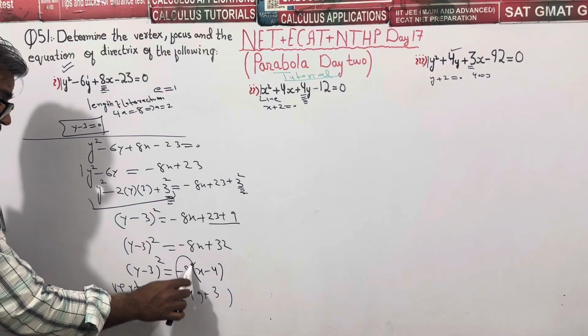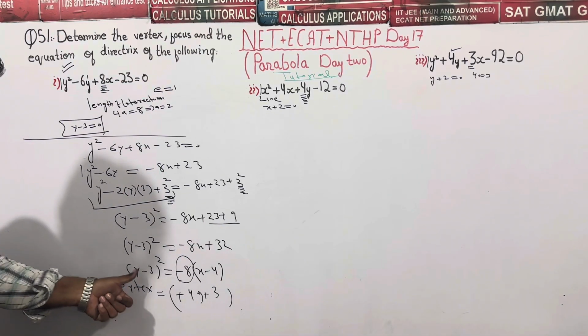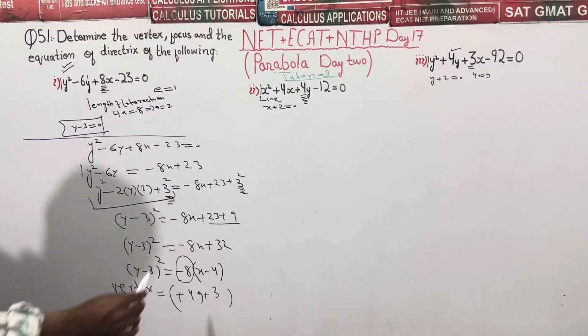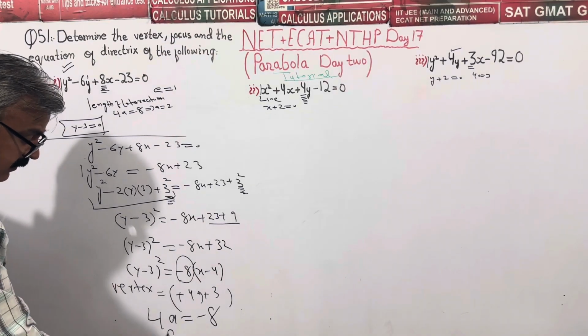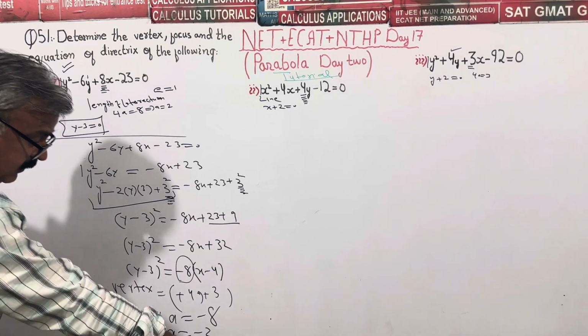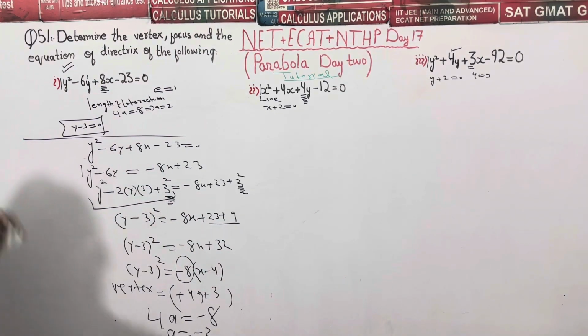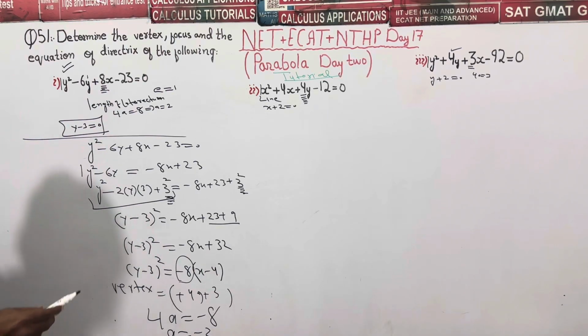Whatever lies here, y square, what is the coefficient of x? It is equal to 4a. 4a is equal to minus 8. From this we can guess that a is equal to minus 2. After finding the vertex, we are in a position to find the focus and directrix very easily.